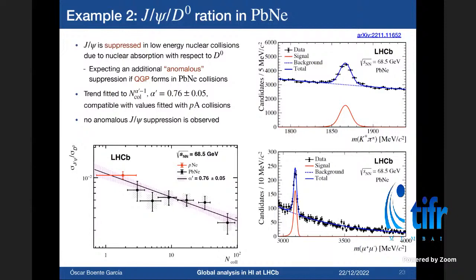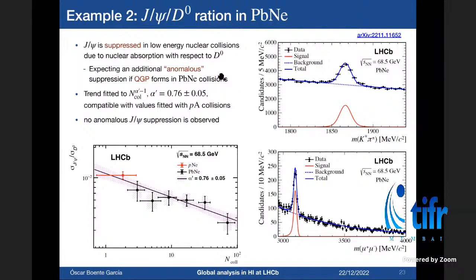The next measurement I want to show you as an example is in lead-neon collisions. Here, the J/psi meson is suppressed in low energy nuclear collisions with respect to D0. This happens already in proton-ion collisions due to nuclear absorption. But when you have QGP formation, in principle, you start to see an anomalous suppression of J/psi.